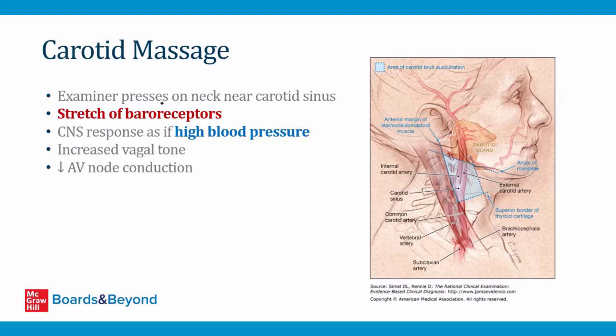The way you do this maneuver is the examiner presses on the neck near the carotid sinus, and this is going to stretch baroreceptors which are found in the carotid sinus. This is going to trick the brain into thinking there's high blood pressure because normally high blood pressure stretches these baroreceptors. And the brain's going to respond by increasing the vagal tone to the heart. And one of the things that's going to do is slow conduction through the AV node in general, but often it will shut down conduction through the slow pathway so that the patient no longer has dual pathways.